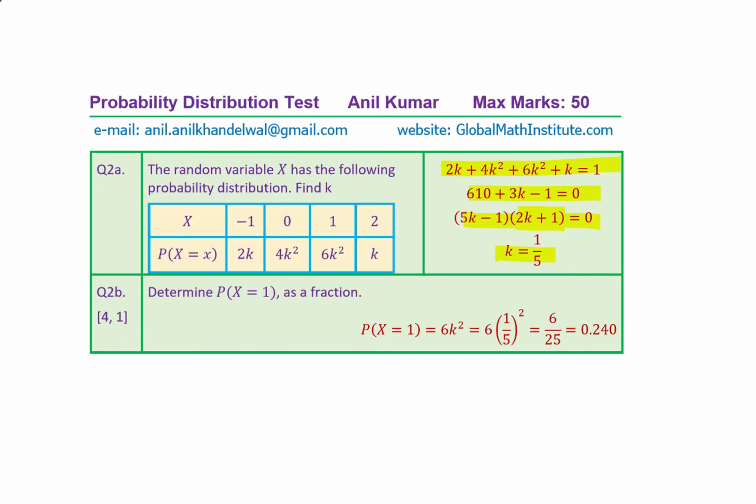Part B is to determine p for x equals 1 as a fraction. So for 1, we have this value of 6k squared. And so you can just substitute the value of k as 1 over 5 and calculate your answer. So write it to 3 significant figures. That is kind of critical.